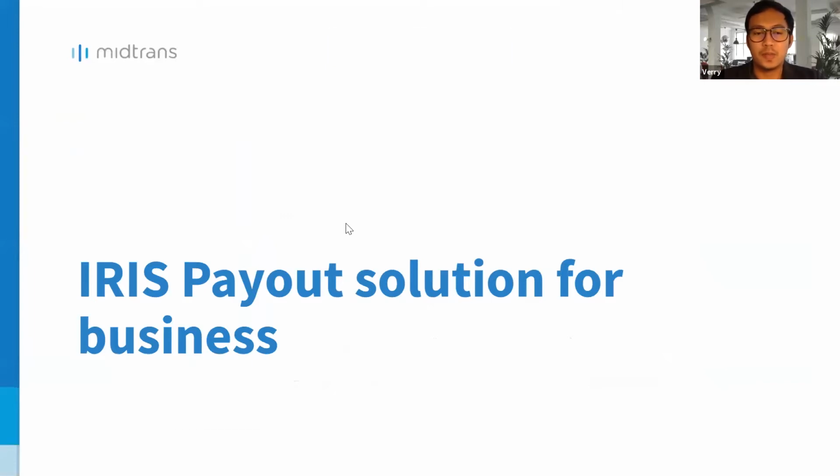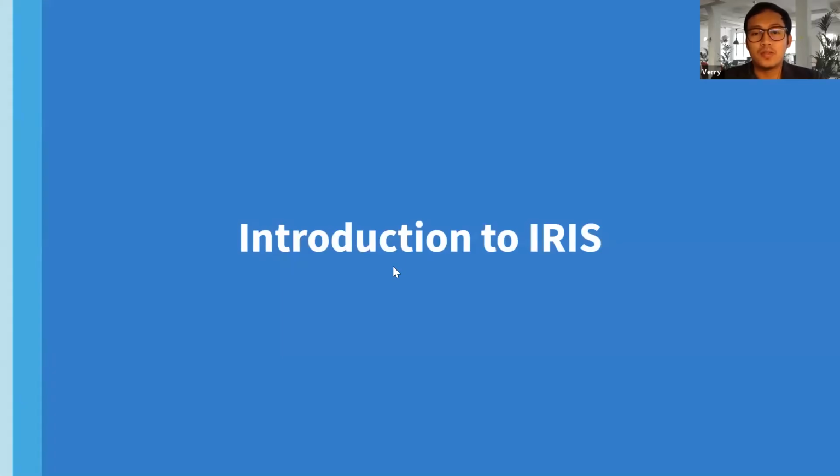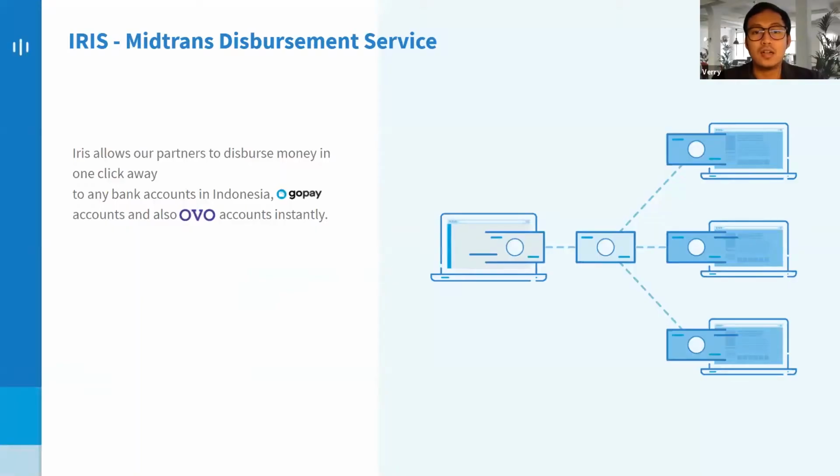So basically, in this session, I will explain how Iris as a payout solution can help businesses, especially for internet business. Right. So just a little bit of introduction to Iris. Iris is basically one of the business units, or one of the products, within Midtrans. Iris is essentially a disbursement engine or payout engine that allows our partners to disburse money to all bank accounts in Indonesia and also to e-wallet. For e-wallet, currently we support GoPay and OVO, but we are also expanding to other e-wallets soon, right?